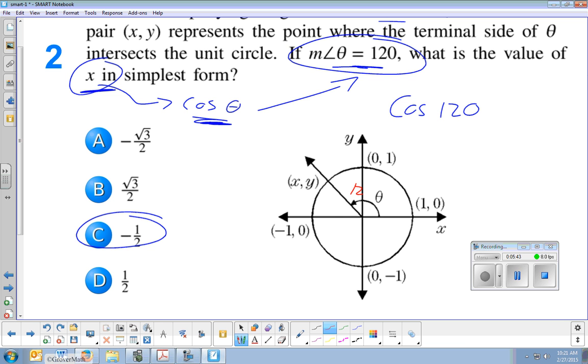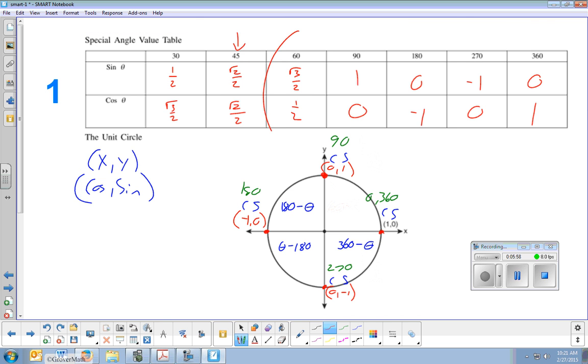A 120 degree angle is how far from 180? It is 60 degrees from 180. So 120 degrees has a reference of 60. And so we'll go back to our table. We're talking about this column right here.